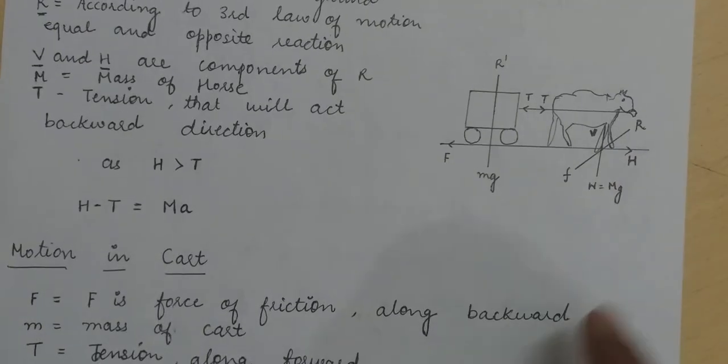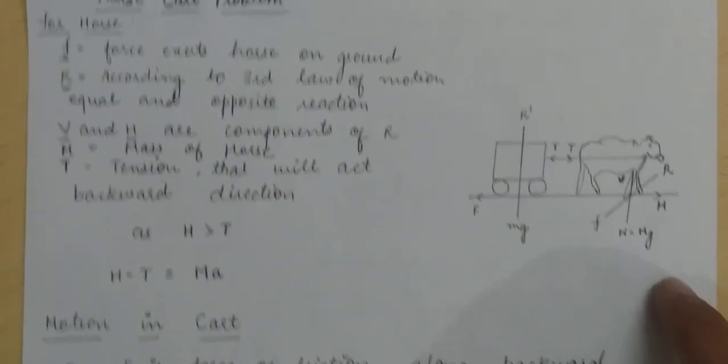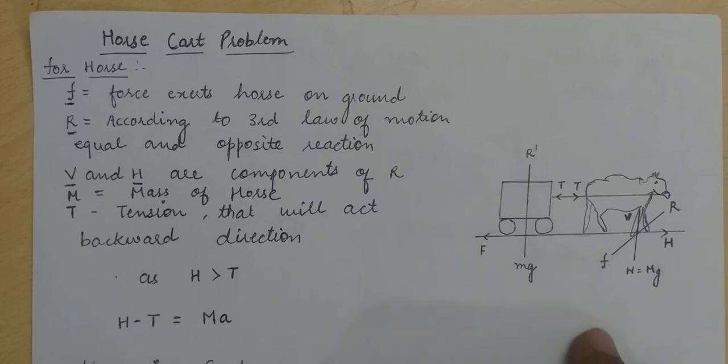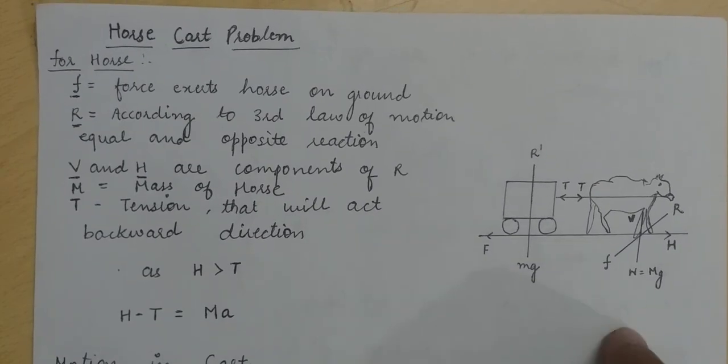This is the acceleration with which the horse is moving in the forward direction, so we can conclude the motion of the horse cart problem. Thank you.